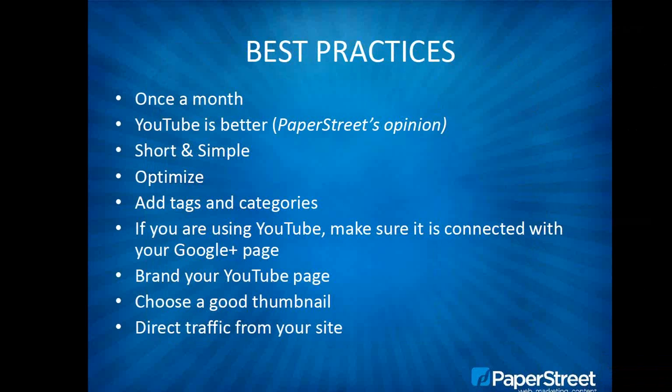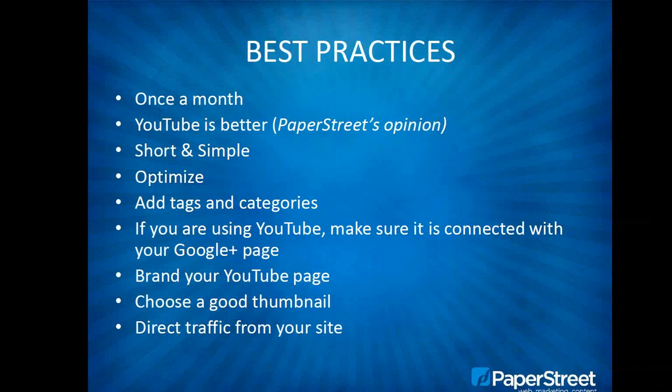Add relevant tags and categories. They'll help people find your video. It gives YouTube a way to categorize your video, so that's important. If you're using YouTube, you have the option to connect the account with Google+, so that whenever you add a video to your YouTube and it's done uploading, it actually automatically posts to your Google+ account. And that's really helpful because it leaves one less thing for you to do if it's already automatically uploading. So that's something we would encourage you to do.